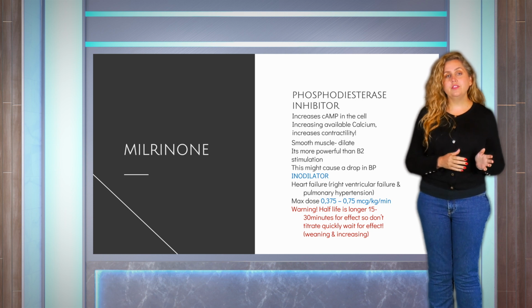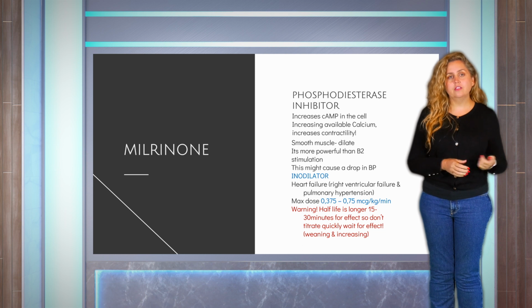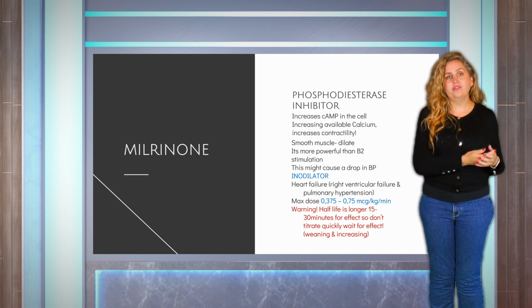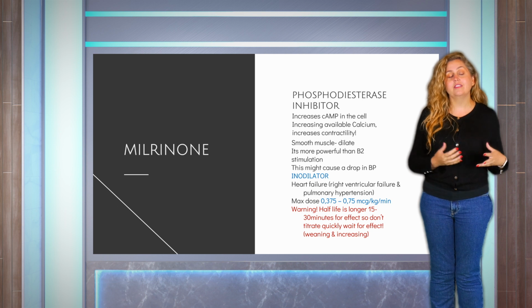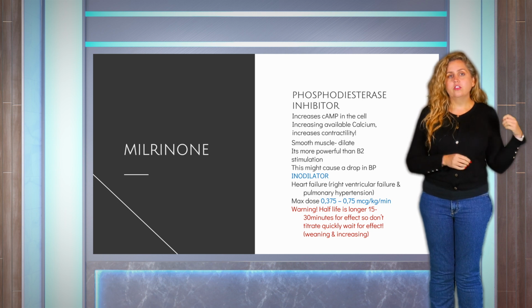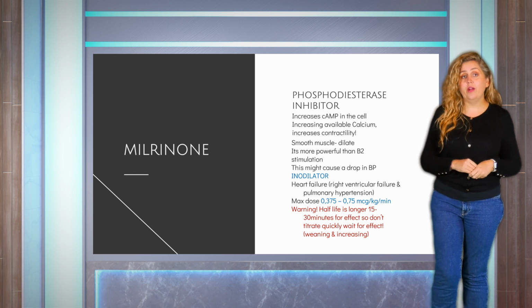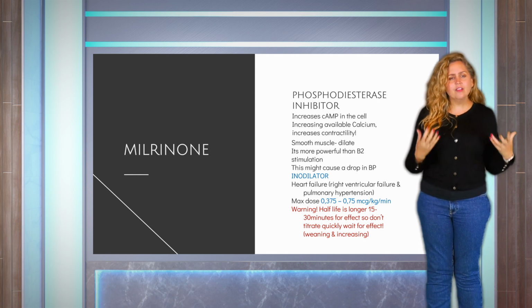Milrinone takes 15 to 30 minutes to have an effect. So if you make any changes, slow yourself down and first observe those changes, because if you go up too soon, you might have a combined effect that's way too high or something that you didn't expect. So if you wean every hour, and if you increase, don't increase more than every half an hour on milrinone. First wait.